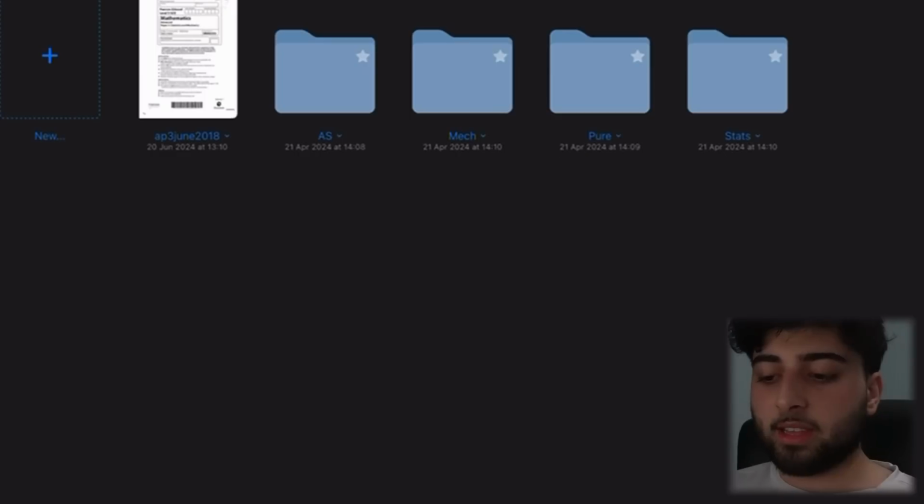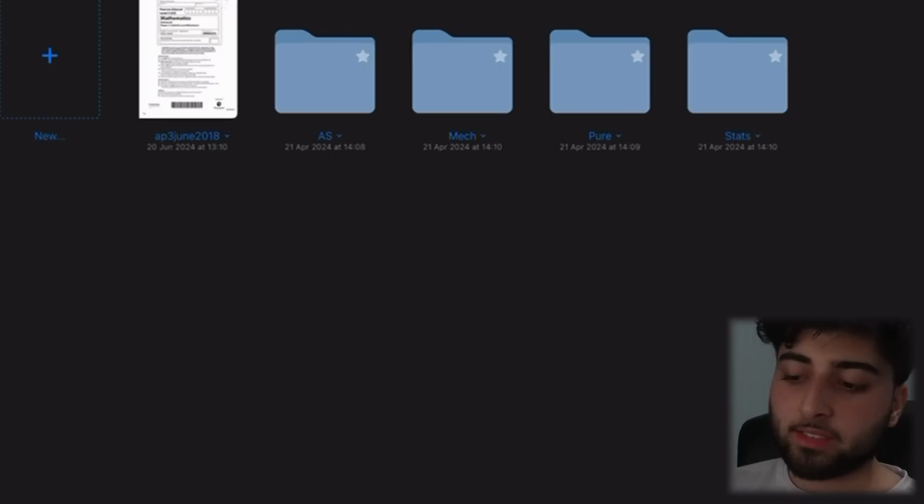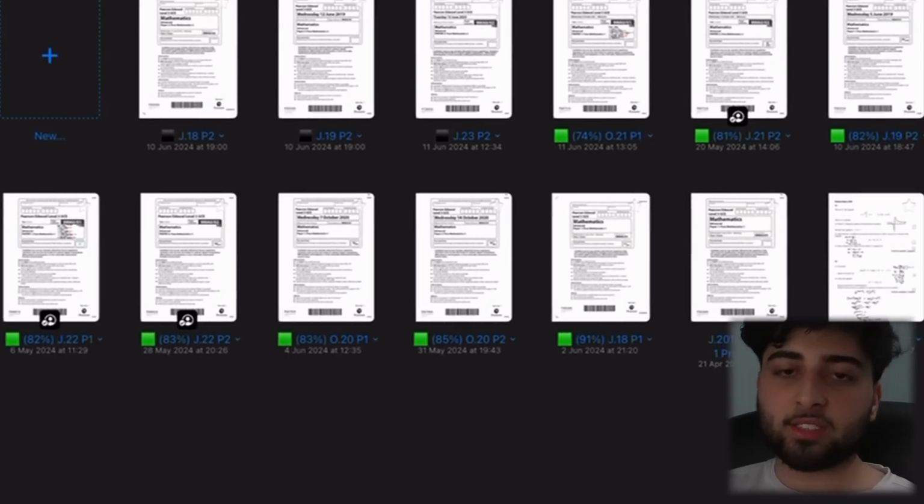Once again, same thing. Now I've split them up differently this time. I've got mechanics, pure, and stats. Pure, even though papers 1 and 2 are different papers, they're both the same type of questions, so I just put them together. Let's look at pure then. As you can see, there's quite a few papers here.